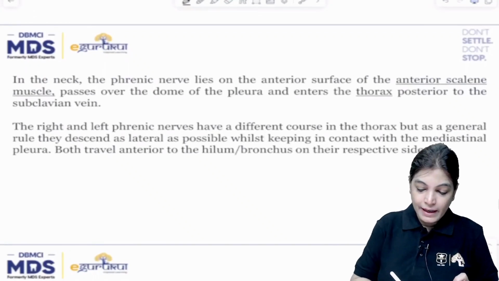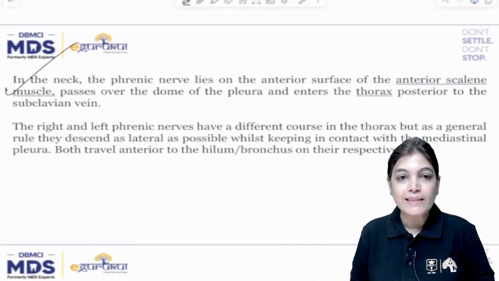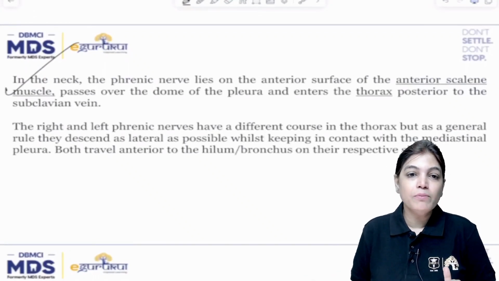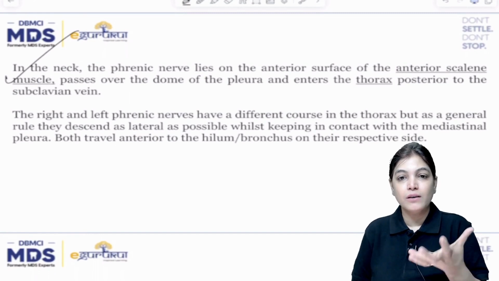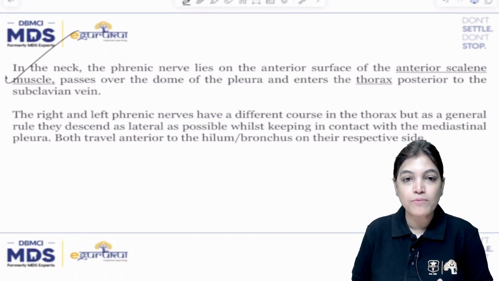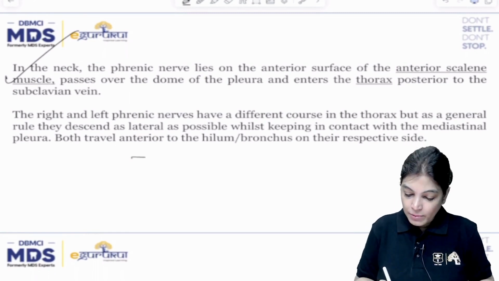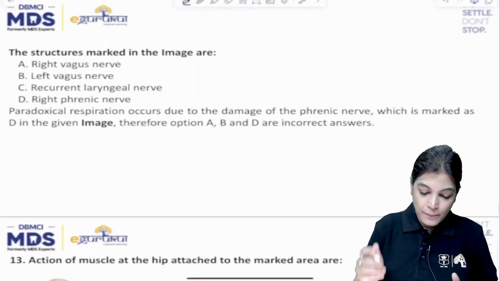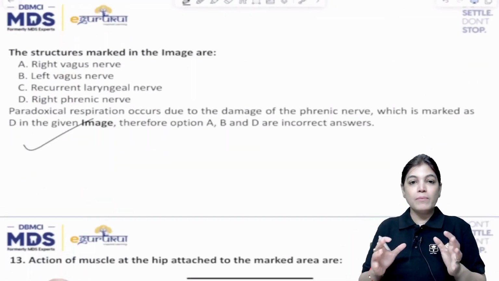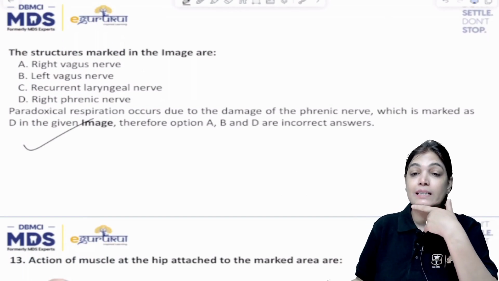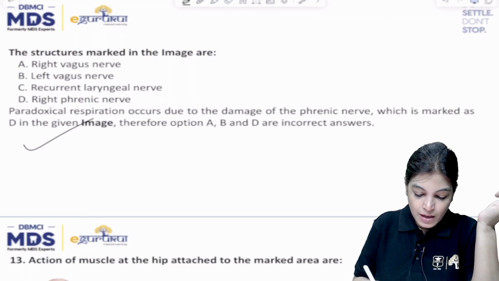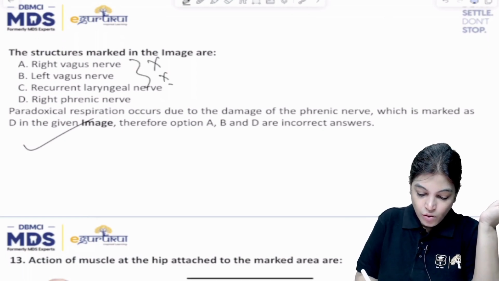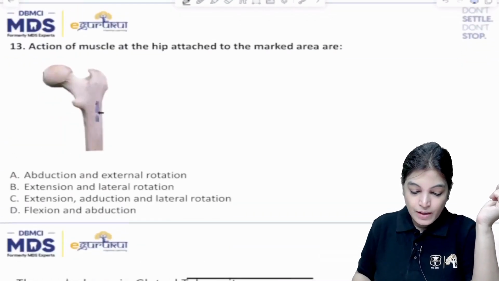So definitely in the neck, the phrenic nerve is passing anterior to the scalenus anterior muscle, and we have right and left phrenic nerves which have different courses, but as a general rule they descend down keeping the mediastinal pleura in contact, and it is very important, it travels anterior to the hilum and bronchus of the respiratory side. So definitely when we talk about paradoxical breathing, respiration, that is seen in the case of phrenic nerve injury. So we will not mark these three as the right answer. That is the reason A, B, C are all wrong, and we have D as the right answer.